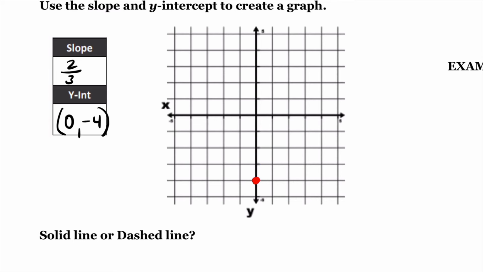2. So how do I rise 2? Go up 2. But that's not it, right? I don't stop there. What's the 3 do? Runs. So if I run, which way do I go? To the right. Because it's positive. Positive means to the right. If I run, it's to the right, positive.